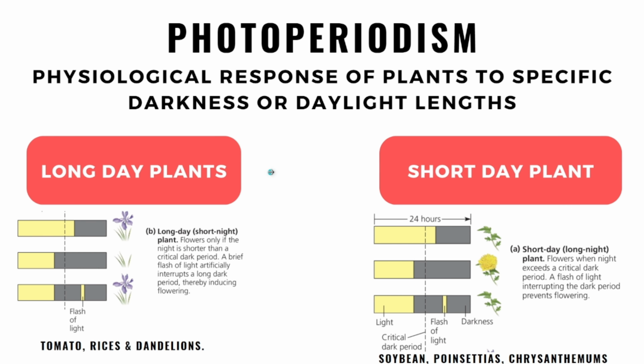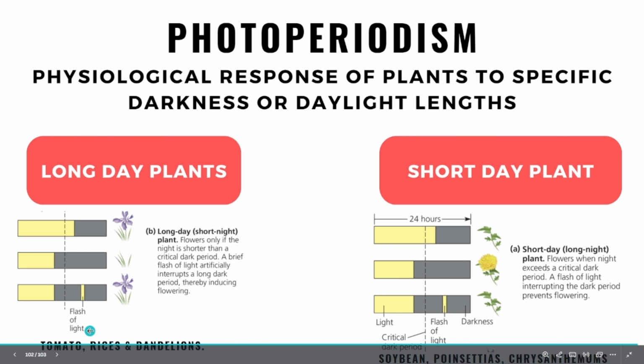So below is the example of the long day plant and short day plant. Tomato, rice, and dandelion are the long day plant. Soybean, poinsettias, and chrysanthemums are the example for the short day plant. Apart from that, there are also other types of long day plant and short day plant for flowering. You can Google it, but these are the three examples that I could find in Canberra.